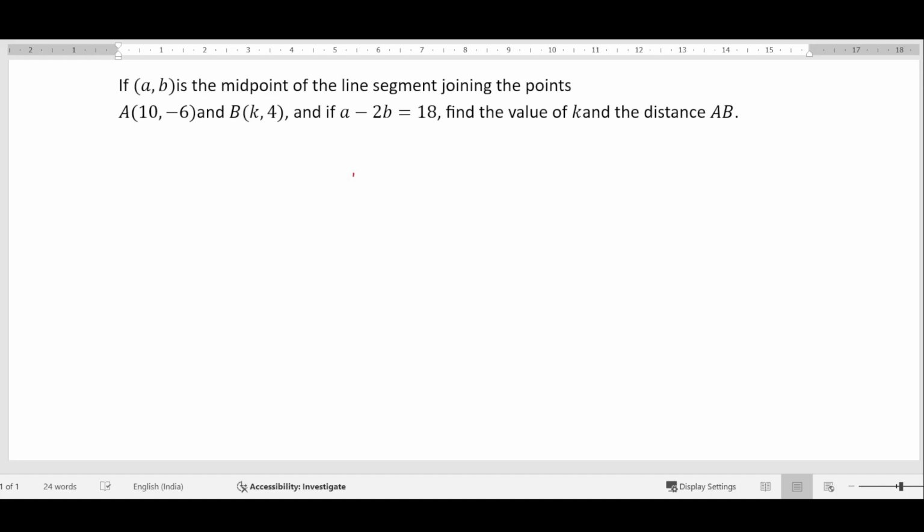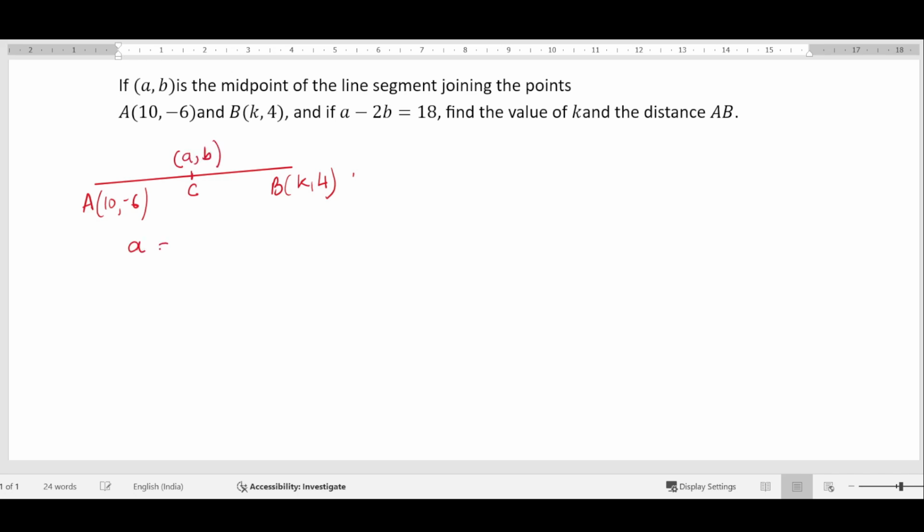If (a, b) is the midpoint of the line segment joining the points A(10, -6) and B(k, 4), and if a - 2b = 18, find the value of k and the distance AB. So let this line be the line joining the two points A(10, -6) and B(k, 4). Now the midpoint of these two is C. The coordinates of the midpoint given here is (a, b).